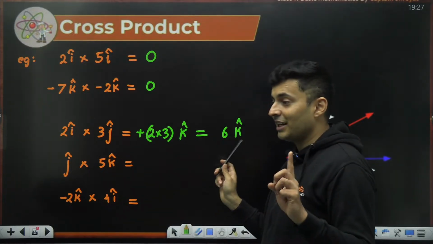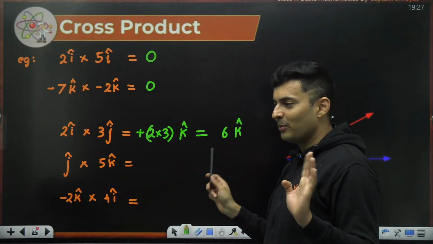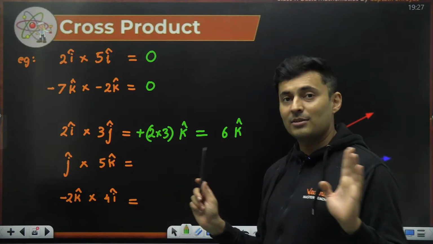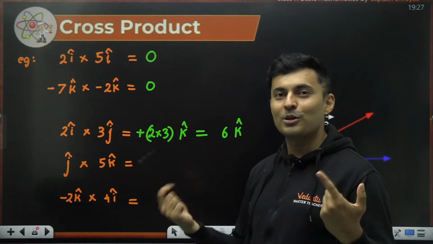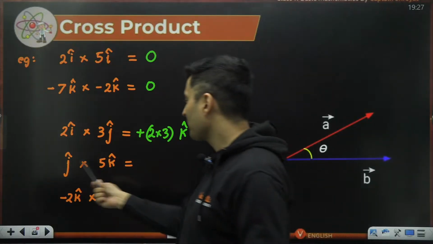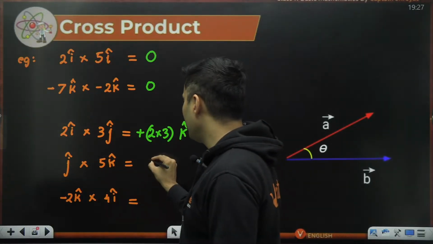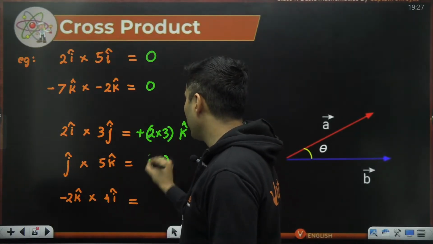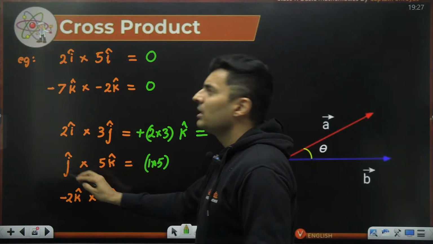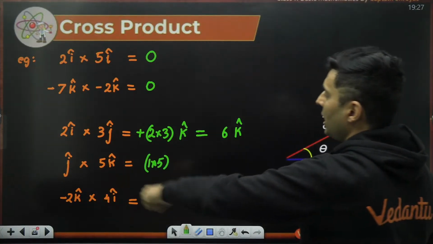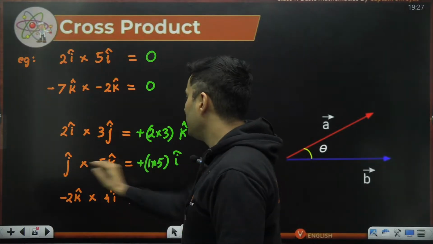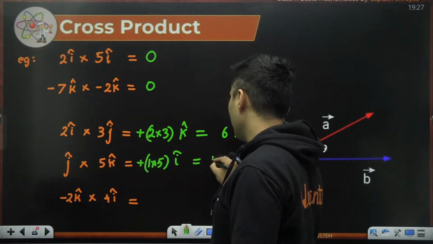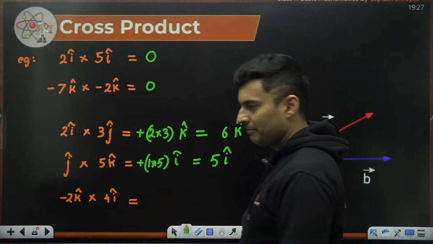A lot of students are forgetting to write k cap or j cap. So be careful. Magnitude is one thing, which is okay till dot product, which is a scalar. This is a vector, so you need to give the direction also. The outcome is a vector. j into k. First of all, 1 into 5. Then k and j, i, j, k. Clockwise only, so it should be positive i cap. So this will be 5 i cap.